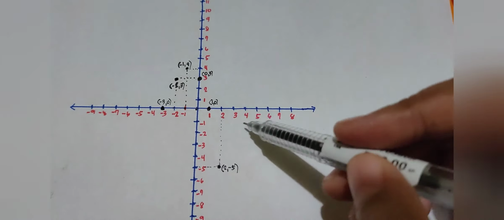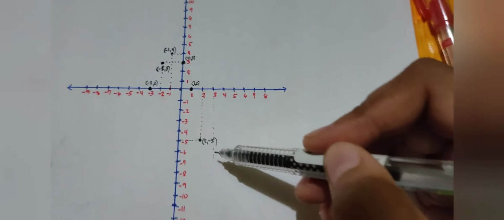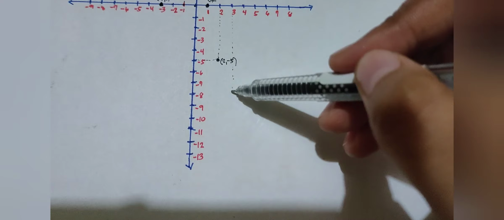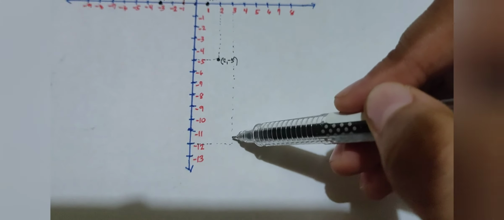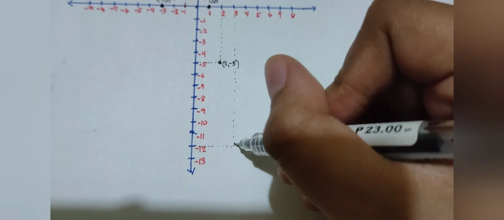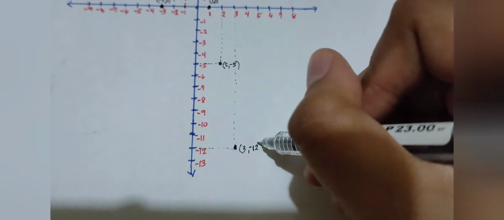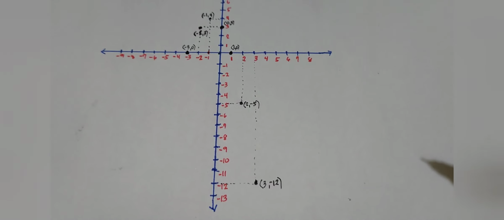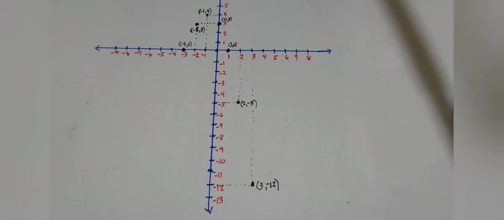So, 3. Lagyan lang natin ng ganito para makita nyo. 3. Okay, this is negative 12. So, here. 3 and negative 12. Next is, we will connect the points. So, gamit tayo ng red. So, i-connect natin itong mga points. So, here, yan.